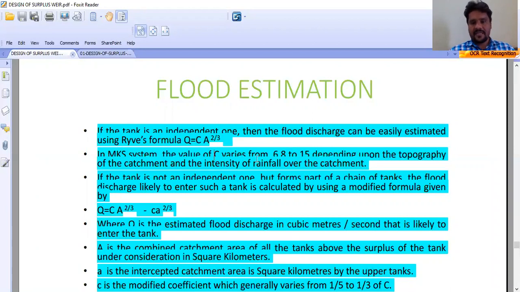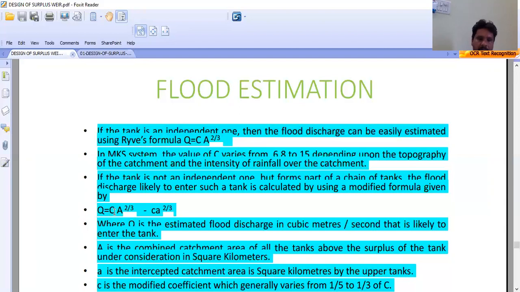But there are upper catchment area, intercepted catchment area, there are many. So this is dependent on some other catchment area. So now it's not independent, right? Then you can modify it. So simply you can modify it. Capital Q equal to C A power 2 by 3 minus small c a power 2 by 3. This small c, why does it come as small c a? Because there are intercepted catchment areas, right? So capital C is nothing but the coefficient of Ryve's formula.